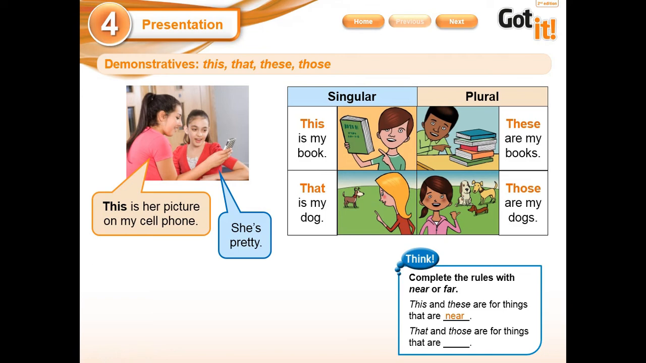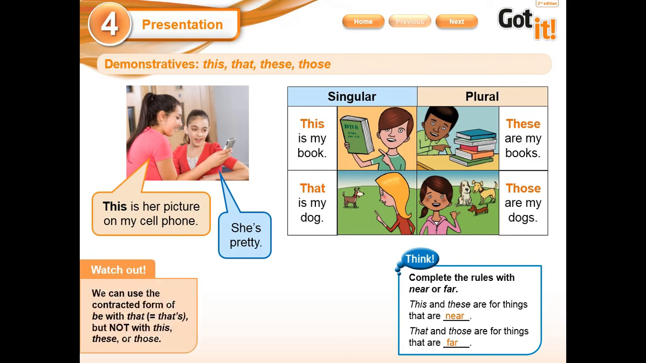This and these are for things that are near. And that and those are for things that are far. This y these son para sustantivos, cosas que están cerca. Y that and those para sustantivos que están lejos. Do not forget it. Okay, so let's listen.